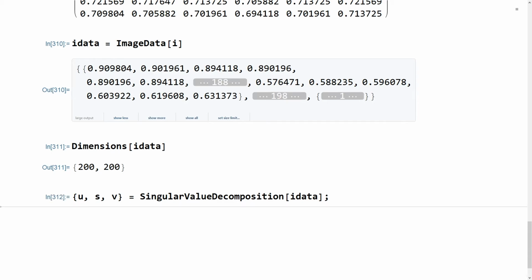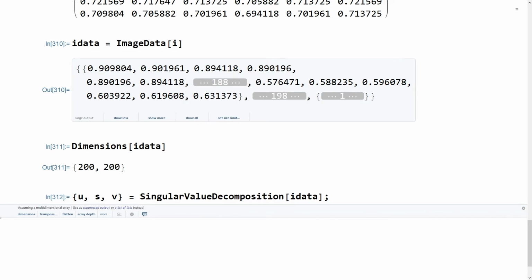We're going to suppress the output on that one. Okay, so what I want to do is throw away some of the information inside U, S, and V. So S is a 200 by 200 matrix. It's got 200 singular values, and there's no way that the singular values of S are all important.